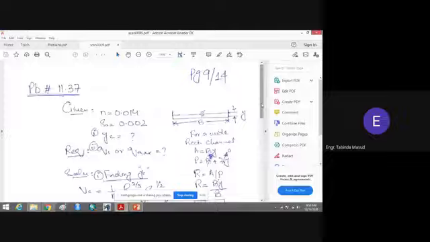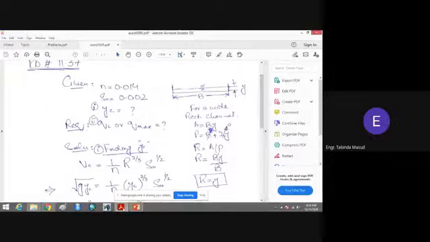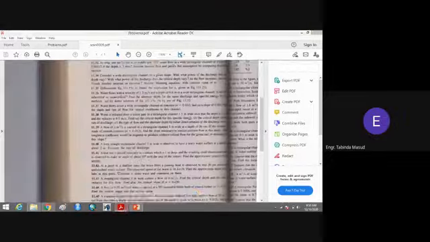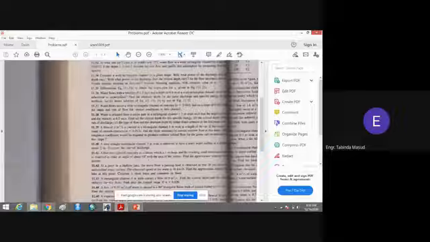Now this is problem number 37. For problem number 37, just look at the problem statement. It is given that water flows down a wide rectangular channel of concrete for which Manning's roughness coefficient is given, that is n is equal to 0.014, laid on a slope of 0.002. Find the depth and the rate of flow for critical condition in this channel.